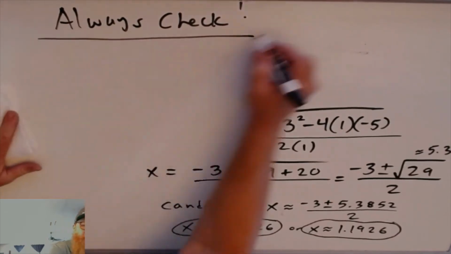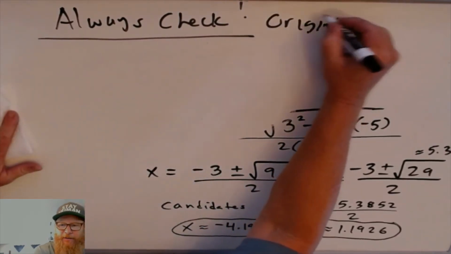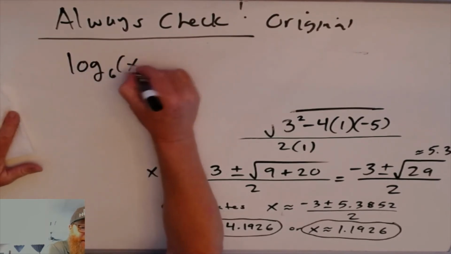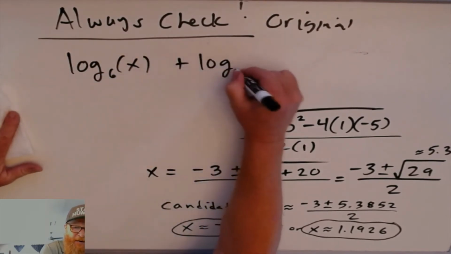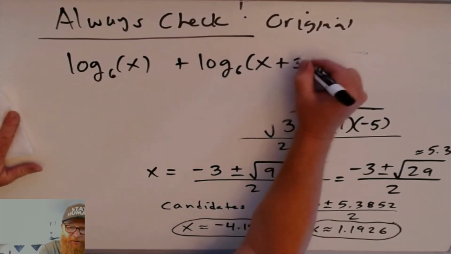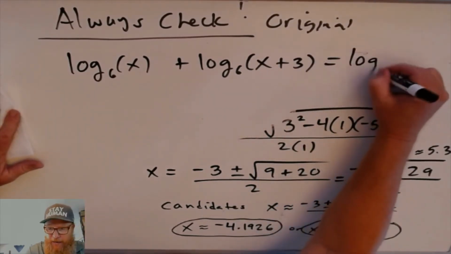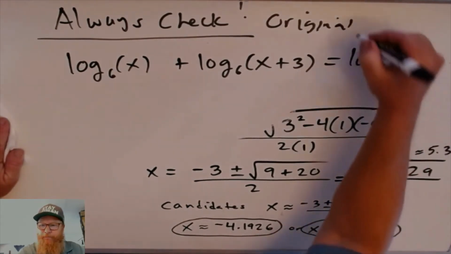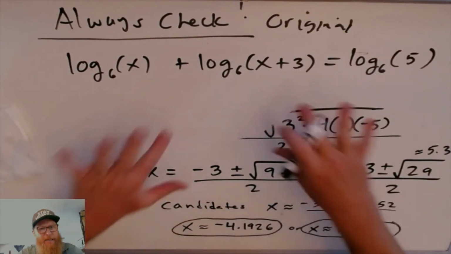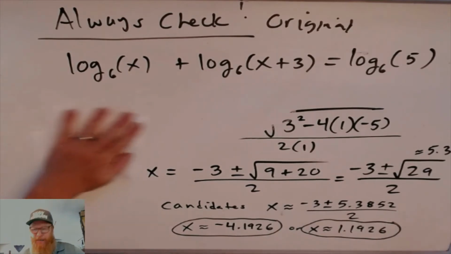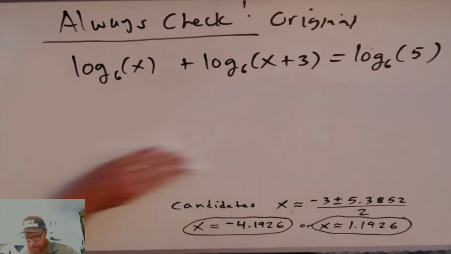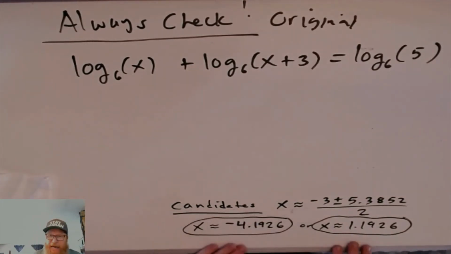So what was our original equation? Original was log base 6 of x plus log base 6 of x plus 3 equals log base 6 of 5, right? That was our original. You must go back to the original form of the equation. You can't take any of your simplified versions and use those. So these are our candidates, right? We don't know if they're right or not, so let's check them.